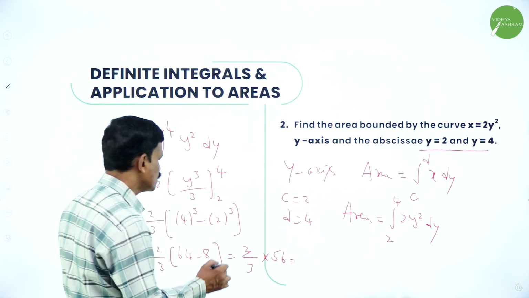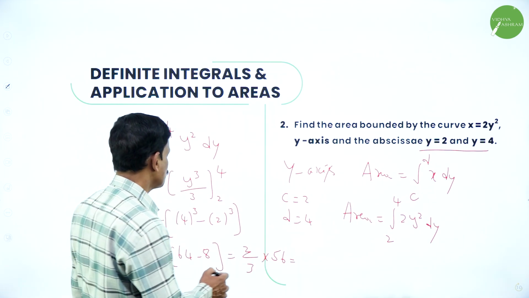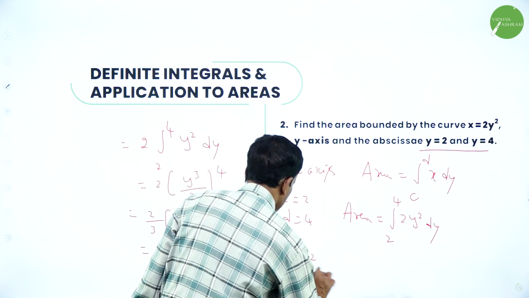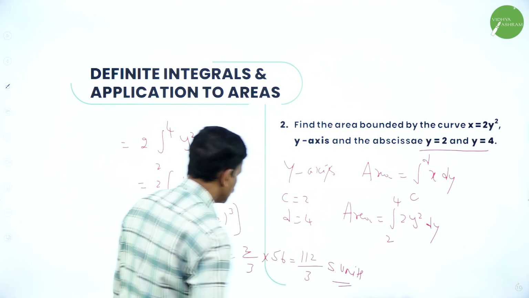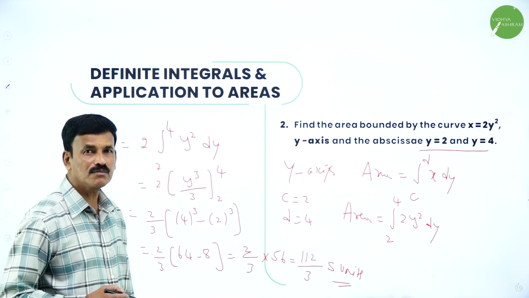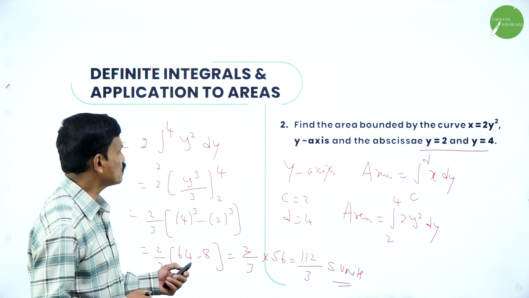What is this equal to? Divide it if it is possible to divide, otherwise multiply it. 56 into 2 is 112. 112 divided by 3 square units. That's all. So the required area is 112 by 3 square units. Hope you followed. Okay, now move on to the next problem.